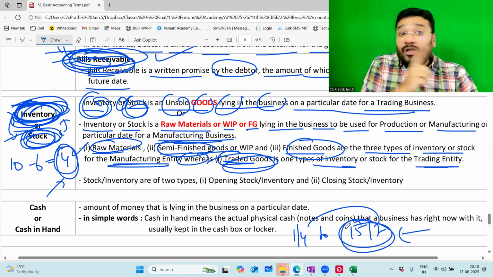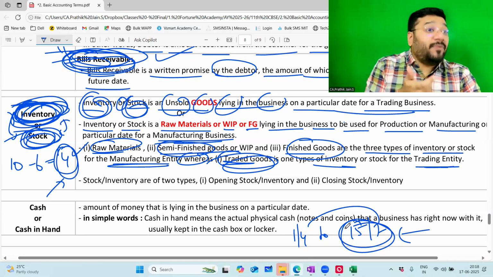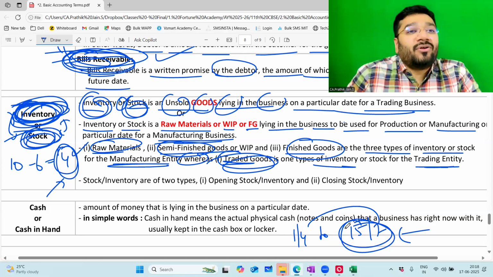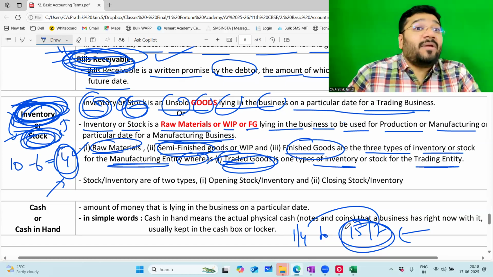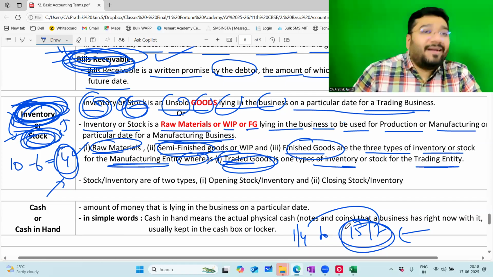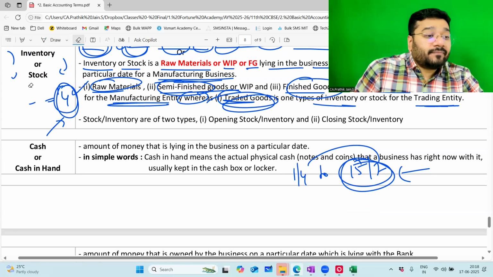So the business is continuously running. Your closing date is 31st March. If your business is closing somewhere in between, that last date becomes your closing date. So all the value of the assets will be called the closing balance on that date. Okay? Okay, sir.